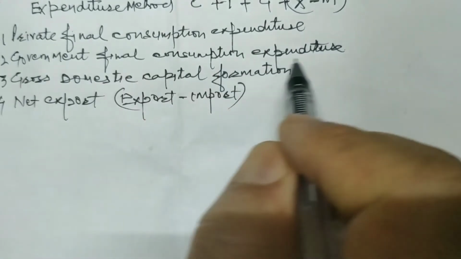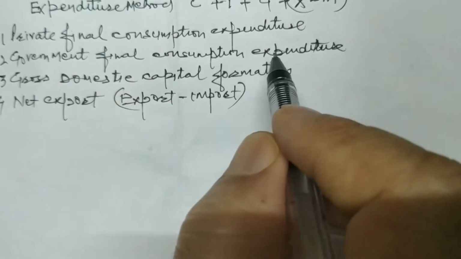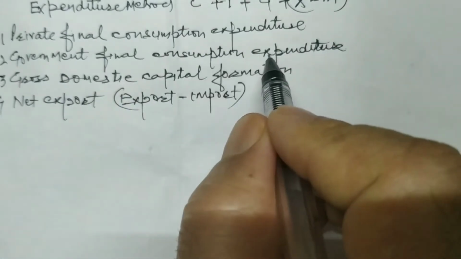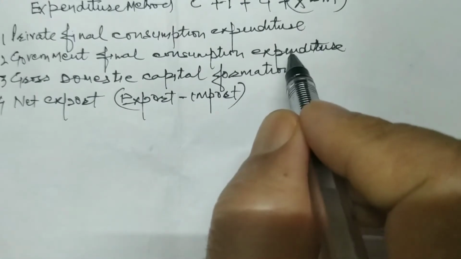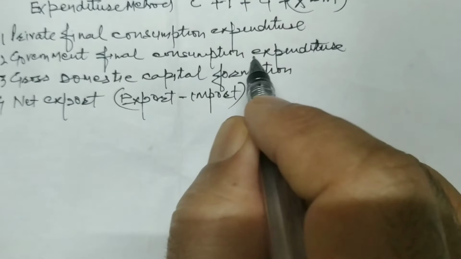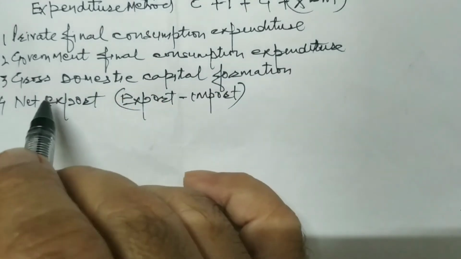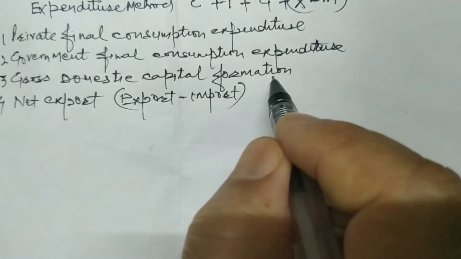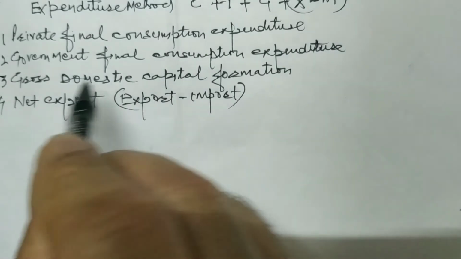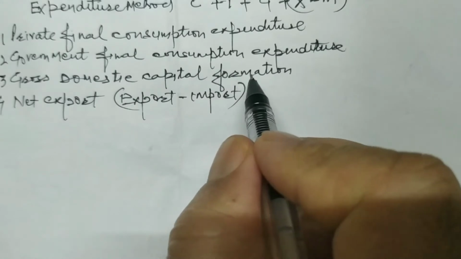Government final consumption expenditure. In government final consumption expenditure, whether expenditure on intermediate goods or final goods, all are part of the government final consumption expenditure. Gross domestic capital formation. This is a wider term which is to be understood.